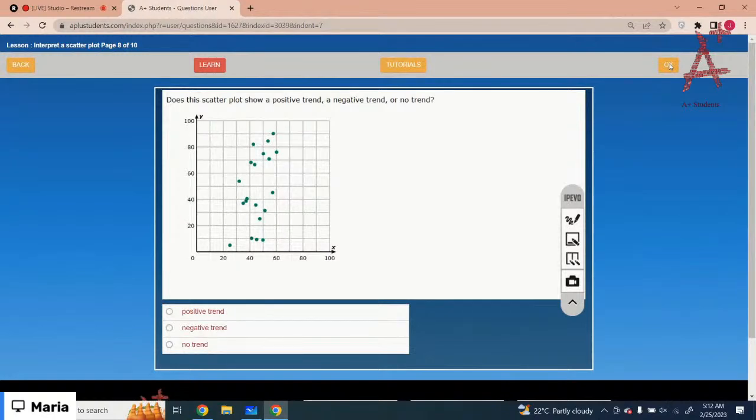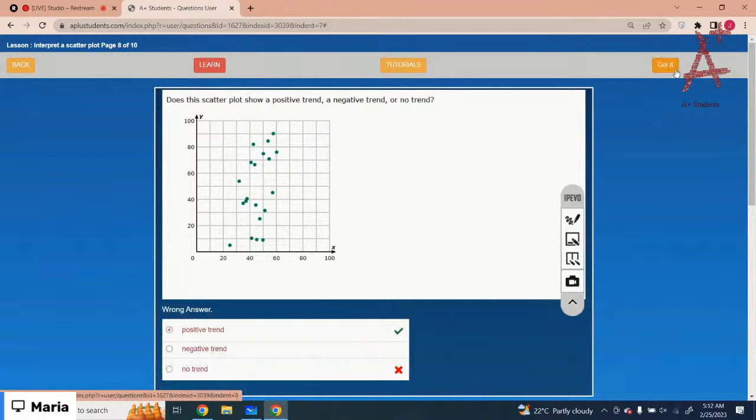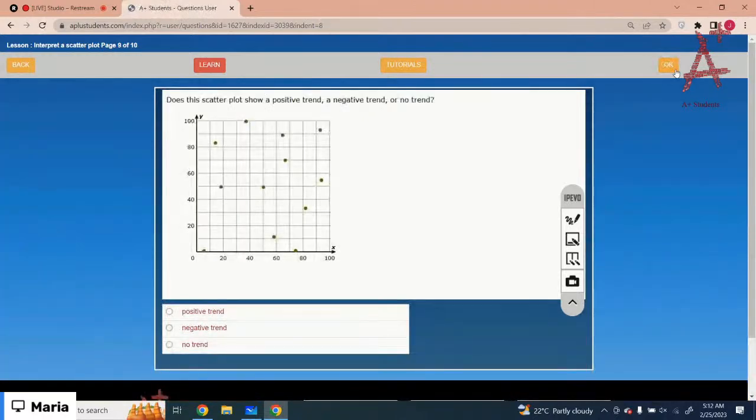It shows no trend, like it shows mixed values, sometimes x increasing, so it shows no trend. Oh, positive trend it is. Okay, does this scatter plot show a positive trend, a negative trend, or no trend? It is no trend. Got it?